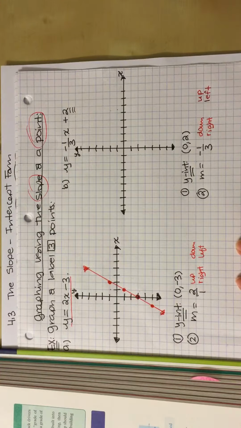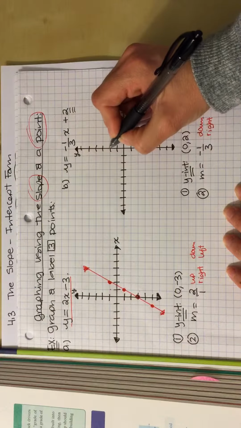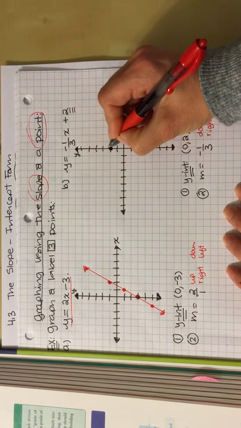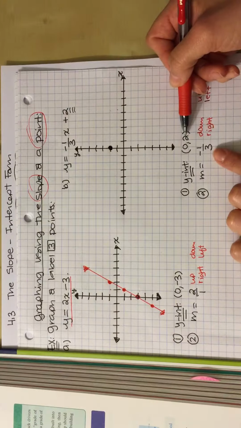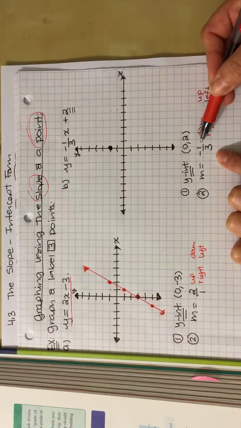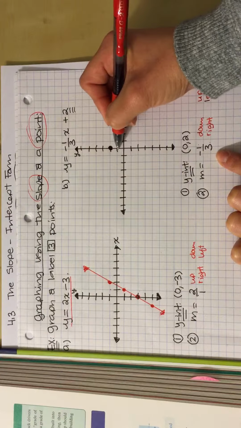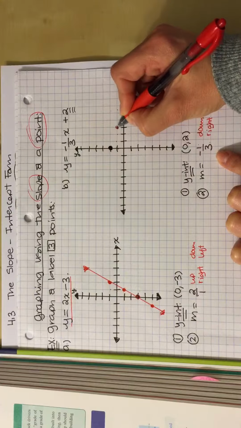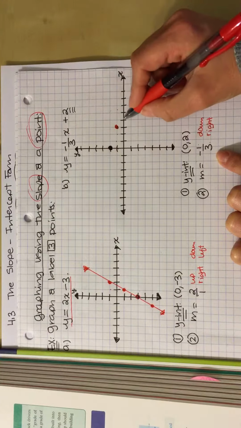Let's start graphing. Start at (0, 2). It's always the first step on the y-axis. Let me use red. All right, so I have my y-intercept, and then remember, you just use your slope, so we go down and to the right. You go down 1 and to the right 3. So down 1, to the right 3. 1, 2, 3.